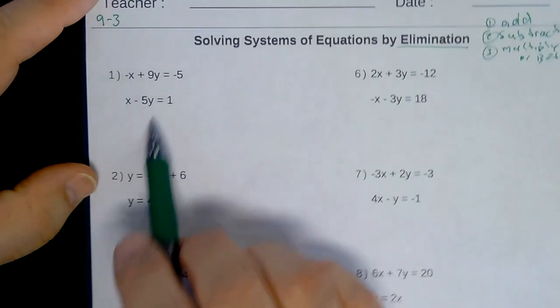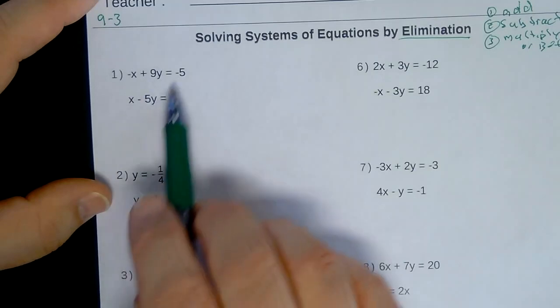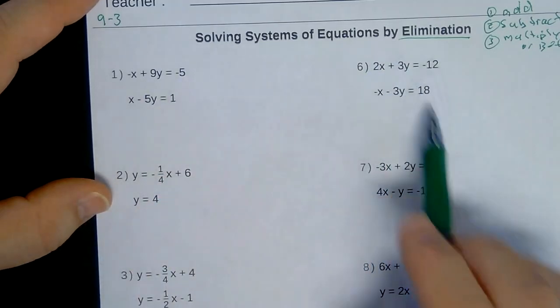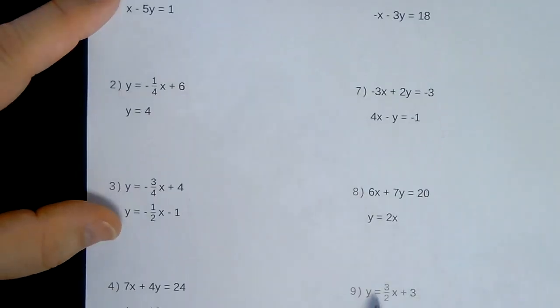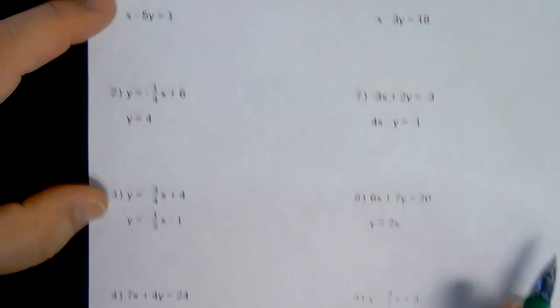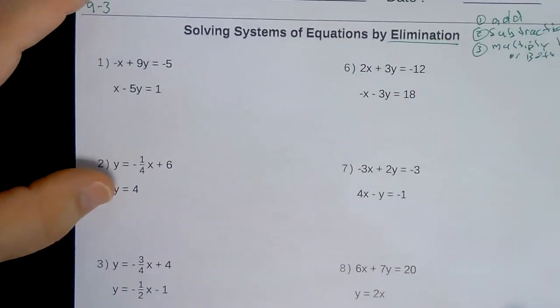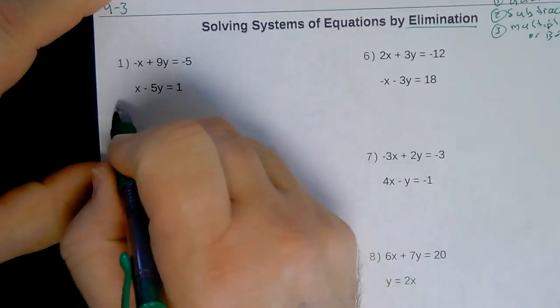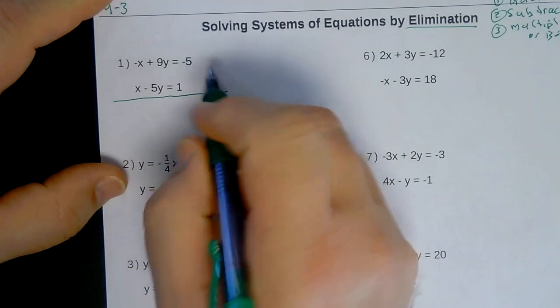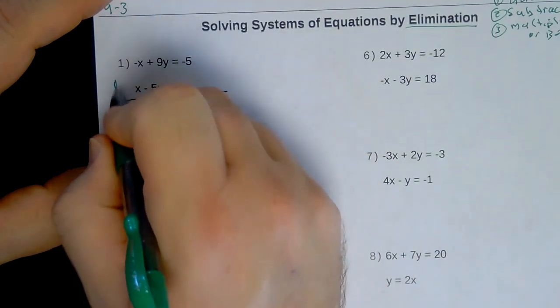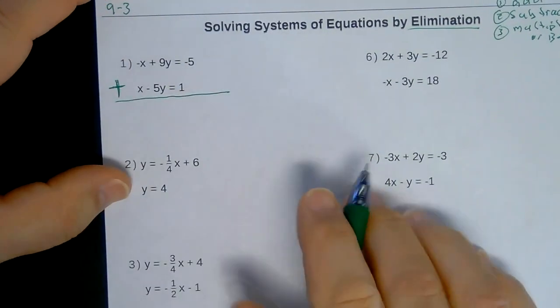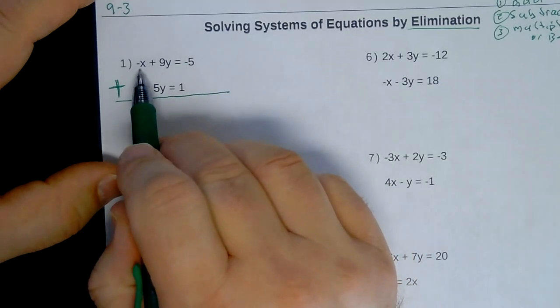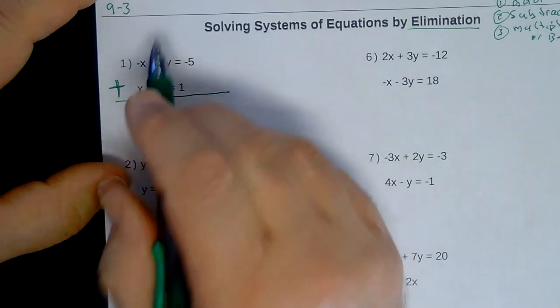And notice the equations are always lined up. The x's, the y's, the numbers. X's, y's, numbers. Down here, y's, no x's here, just numbers. So you want to make sure all your variables are lined up before you do elimination. That's the first thing you want to make sure. So over here, number 1, I'm going to add, so there's going to be a big plus sign here. Why am I going to add? Because x is negative and y is positive.